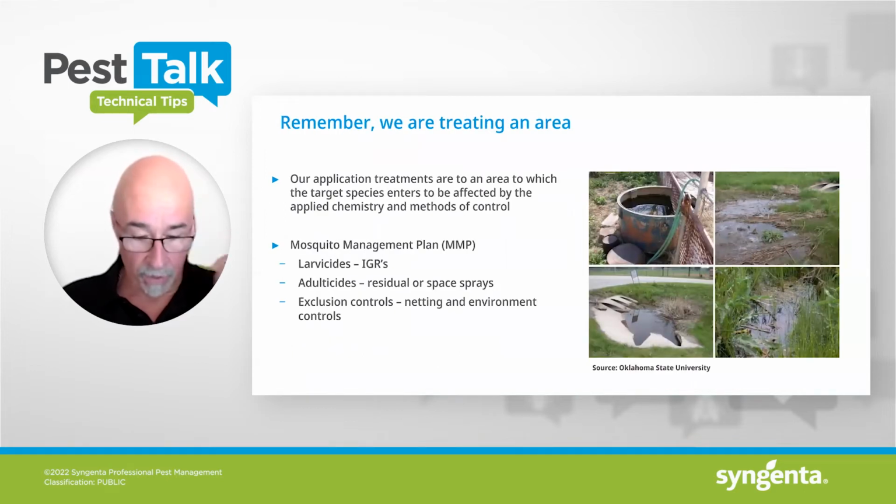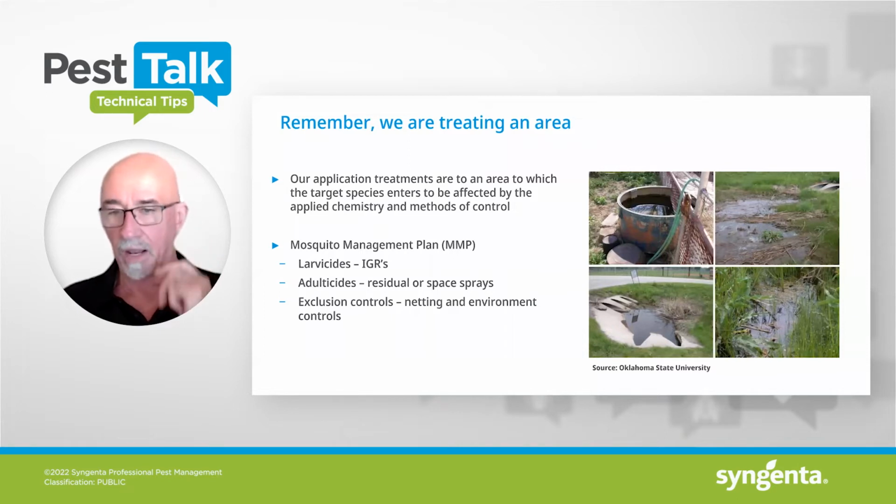Remember, we're treating an area. We're treating this place where the mosquitoes are coming in. Our application is to an area which the target species enters to be affected by the applied chemistry and control methods. It's essential to have a mosquito management plan. There's no point going in and just spraying and not having a plan of what we're going to do. Whether we're going to use larvicides and IGRs or BTIs, adulticides, residual sprays or space sprays, and of course exclusion controls, netting and environmental controls, removing those water sources. It's essential we have a management plan.